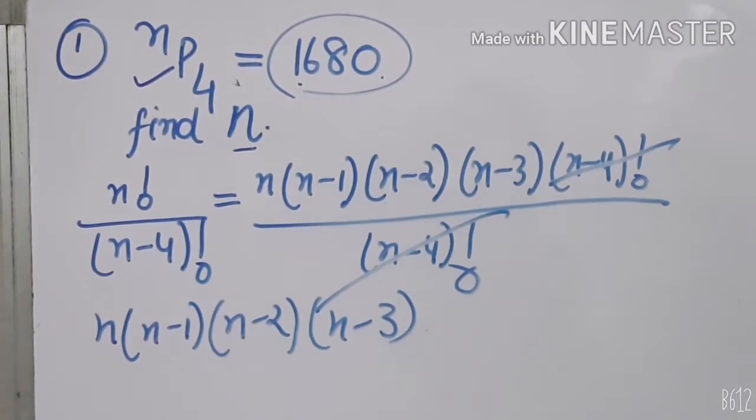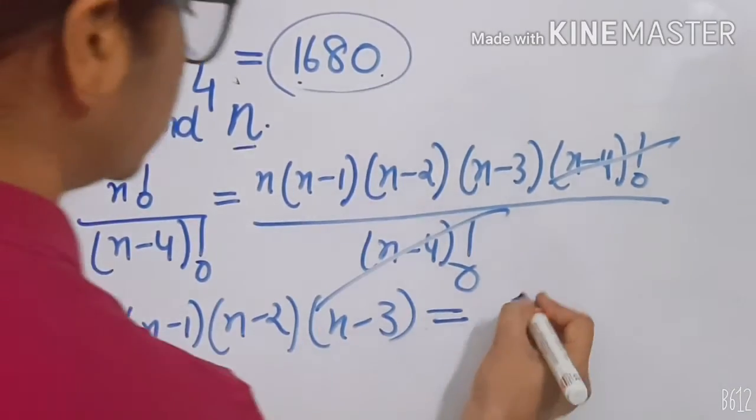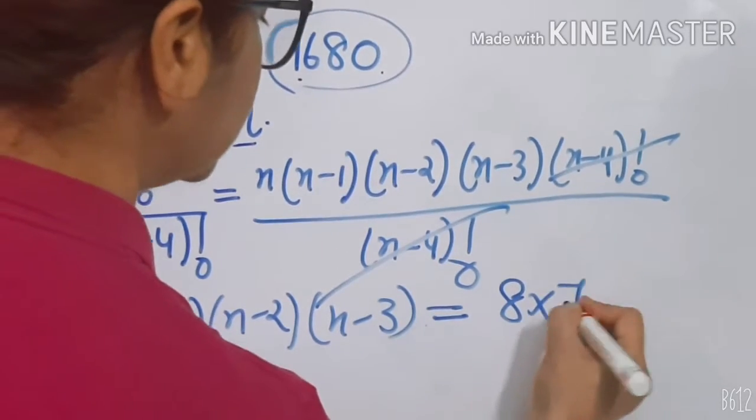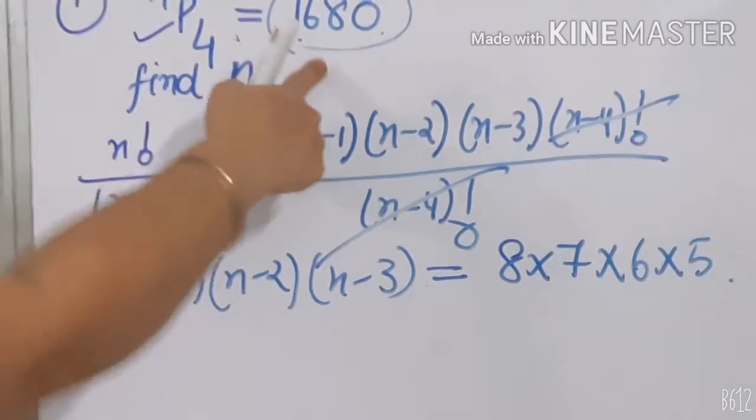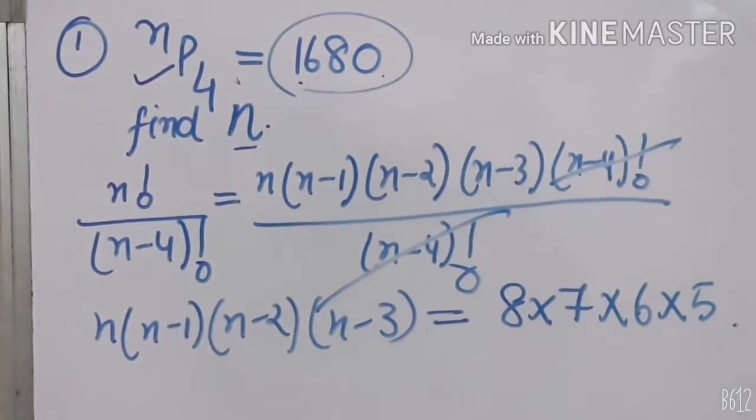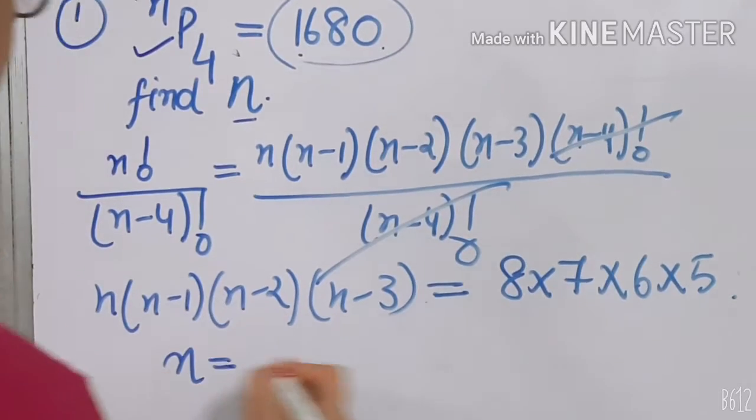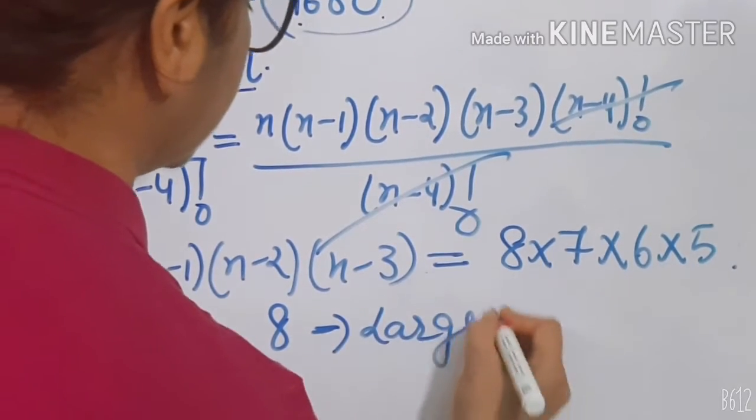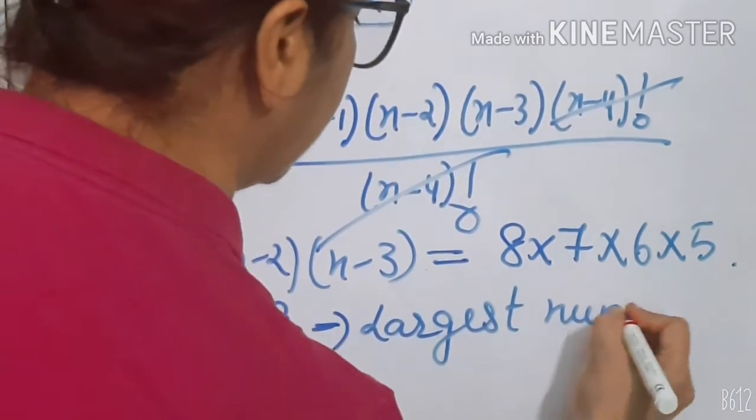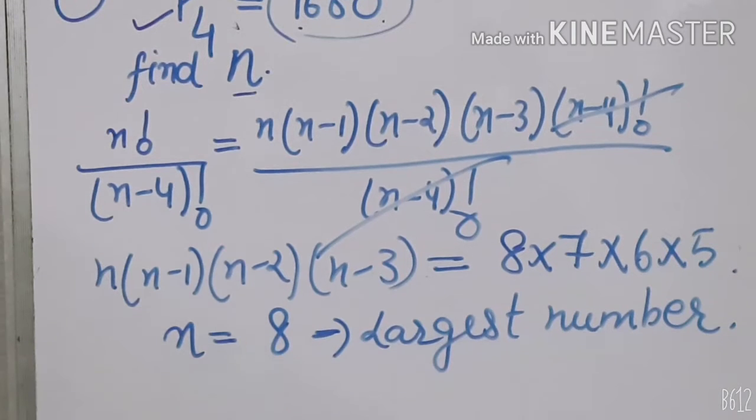Now I am taking this 1680. If you take the LCM and find out the values, it becomes 8 into 7 into 6 into 5. If you multiply, you will get 1680. So what is the value of n? The value of n will be 8, the largest consecutive integer, the largest number you can say. And that becomes our answer.